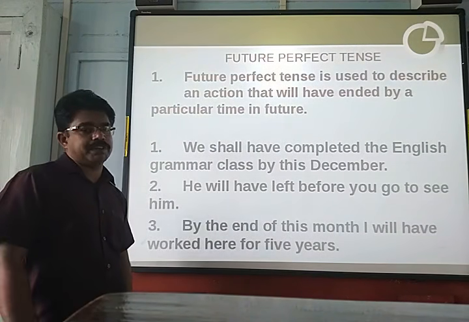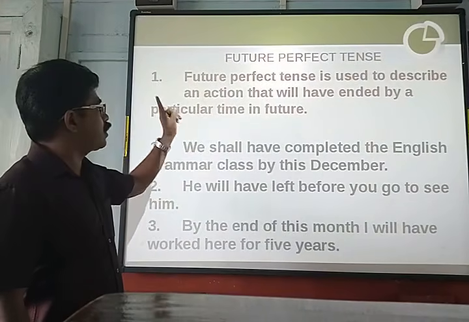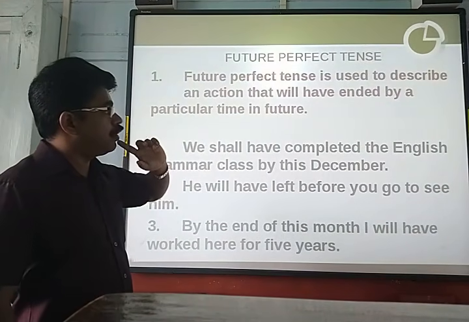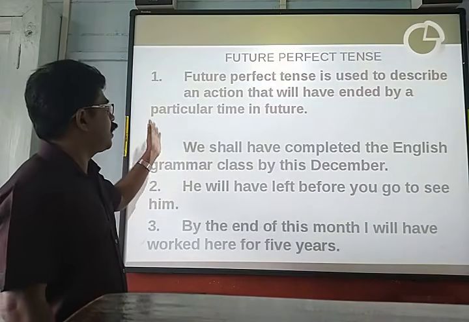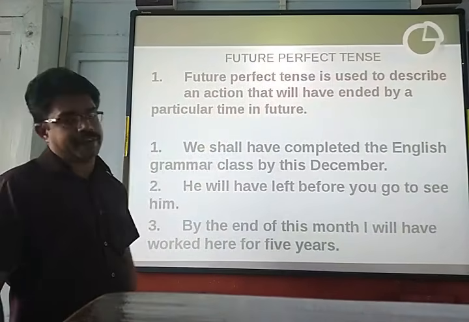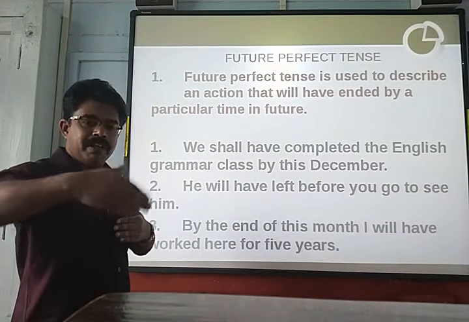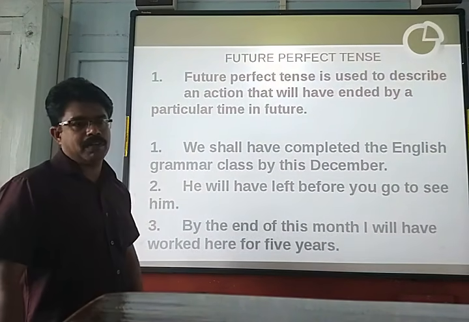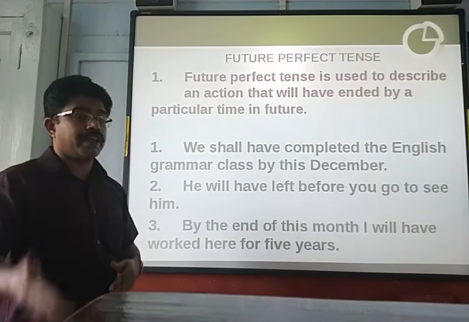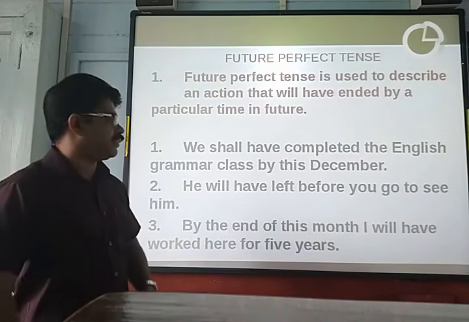Future perfect tense. Future perfect tense is used to describe an action that will have ended by a particular time in the future. So that will have ended. The previous one we said that will be in continuity for some time. Now we are going to speak about things that will come to an end, will have ended.